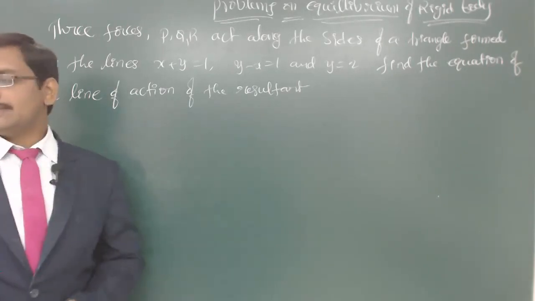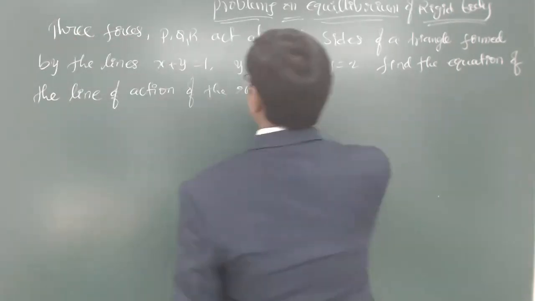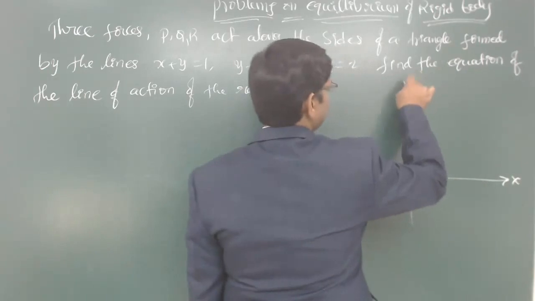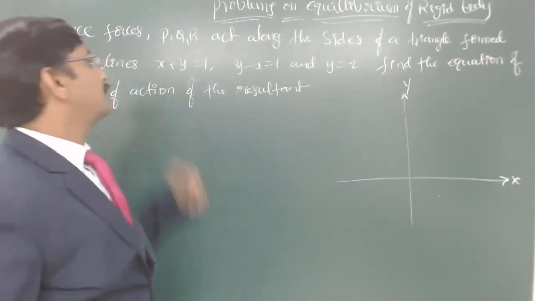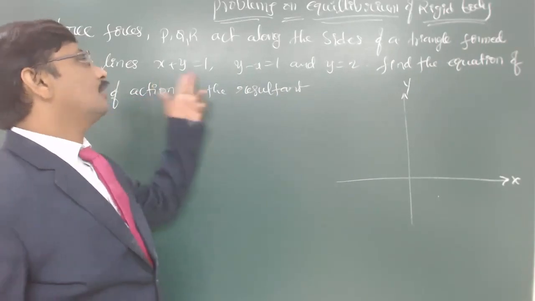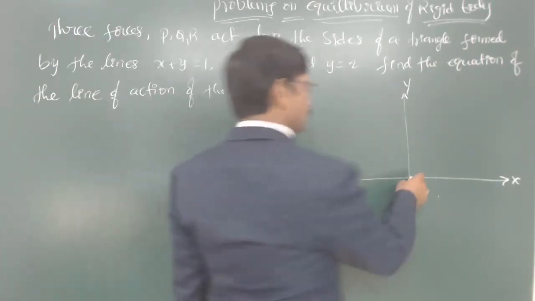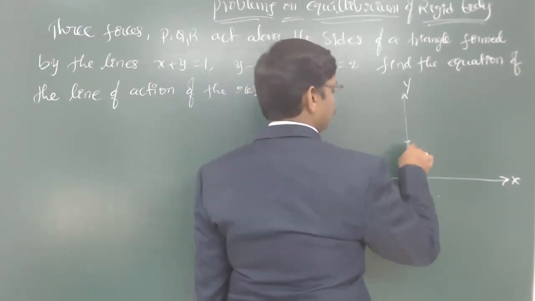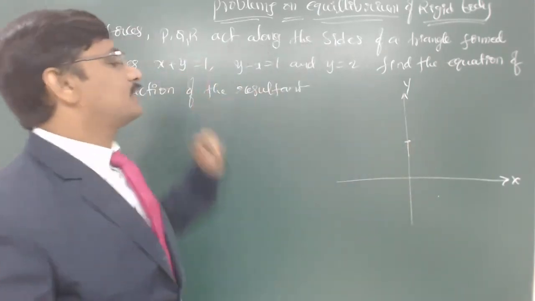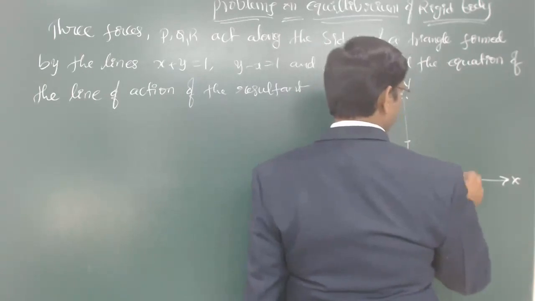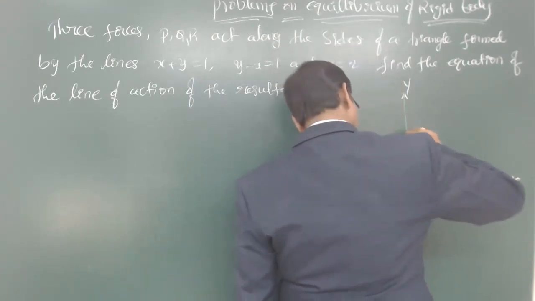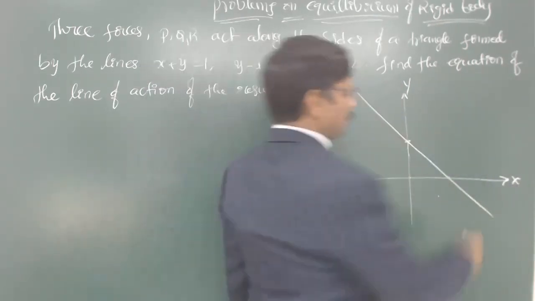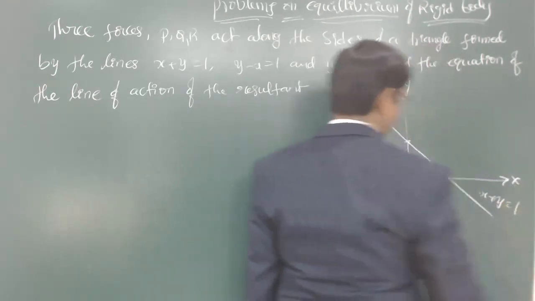First you draw the straight lines. I will take a standard coordinate axis, this is the x axis and this is the y axis. For the line x plus y is equal to 1, when x is equal to 0, y is equal to 1, and when y is equal to 0, x is equal to 1. That is another point on this straight line. So you can draw a straight line like this. This is one straight line which is represented by x plus y is equal to 1.